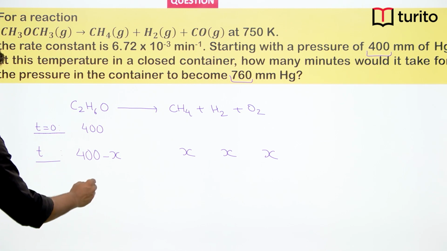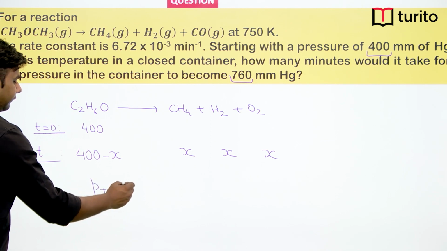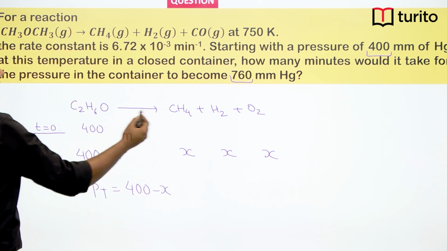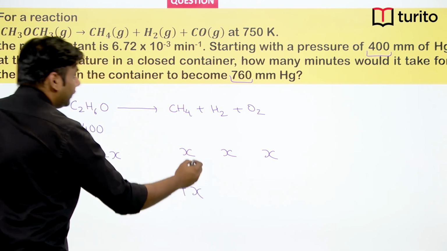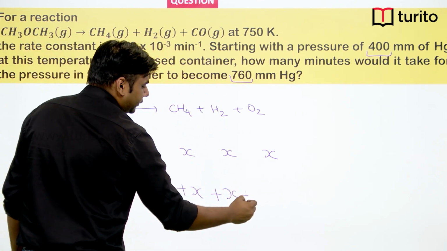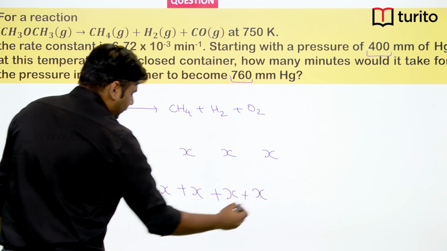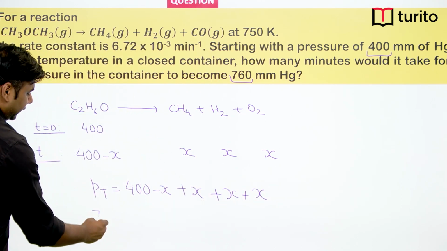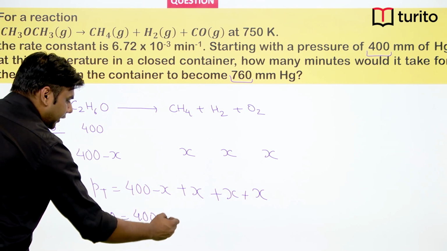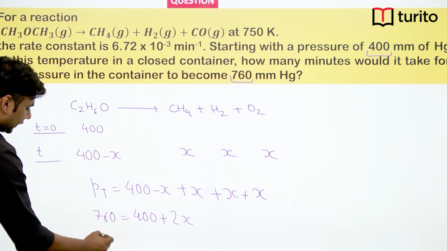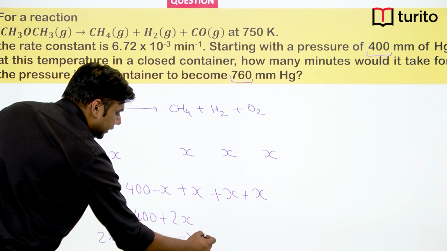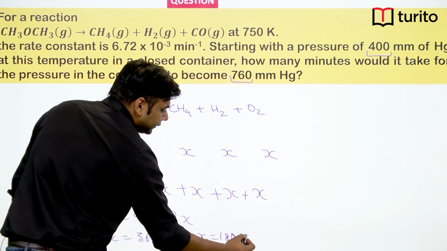Okay. So we know that the total pressure after time t will be the pressure due to C2H6O, because this is a gas, plus the pressure due to methane, also a gas, plus the pressure due to hydrogen, also a gas, plus the pressure due to CO, that is also a gas. So basically total pressure after time t has been given to us as 760. So this will be 400 plus 2x. Okay, so we can calculate 2x as 360. So x would basically be 180 mm of Hg.